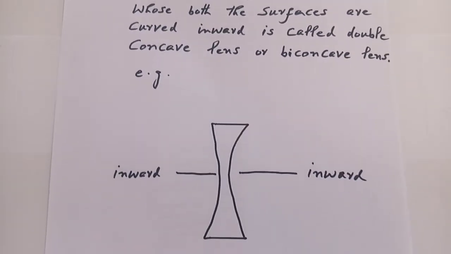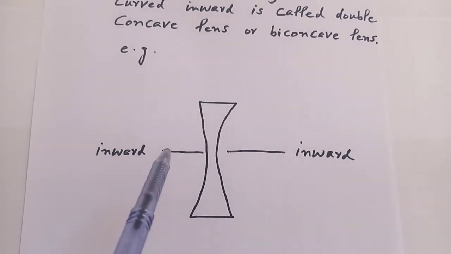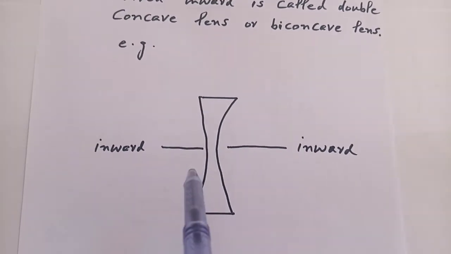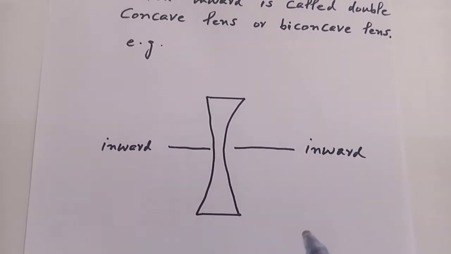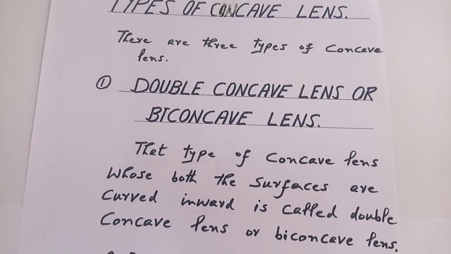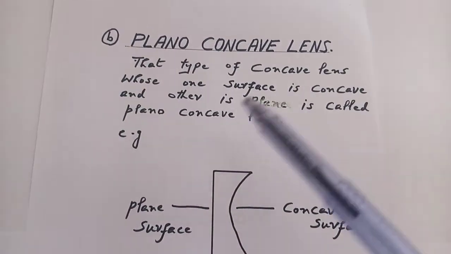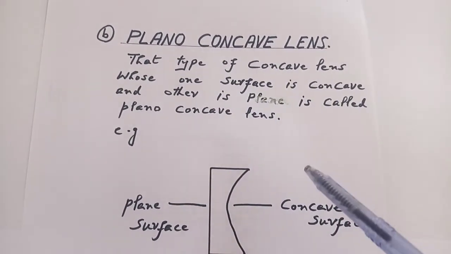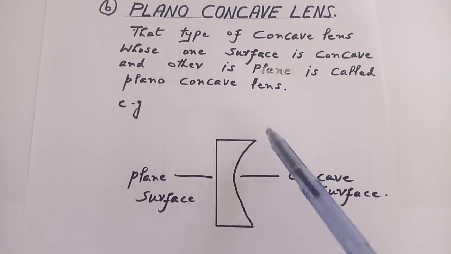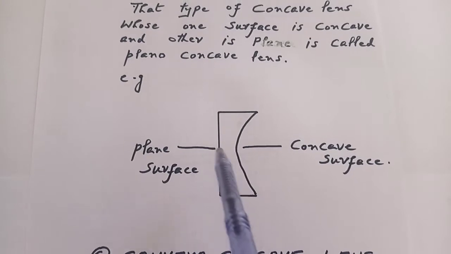Now this is a biconcave lens. This surface is curved inward and also this surface is curved inward. So both the surfaces are inward, so this is a double concave lens. Now, second type of concave lens is a plano-concave lens. That type of concave lens whose one surface is concave and other is plane is called plano-concave lens. Now, this is a plano-concave lens because one surface is plane and other is concave.